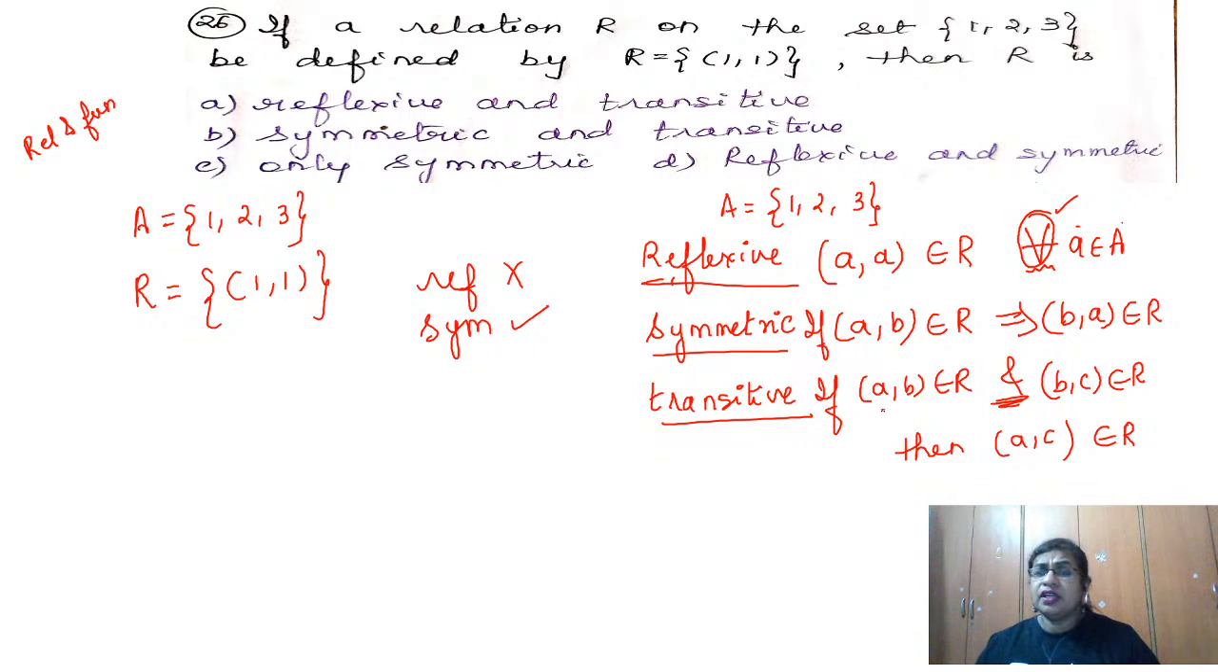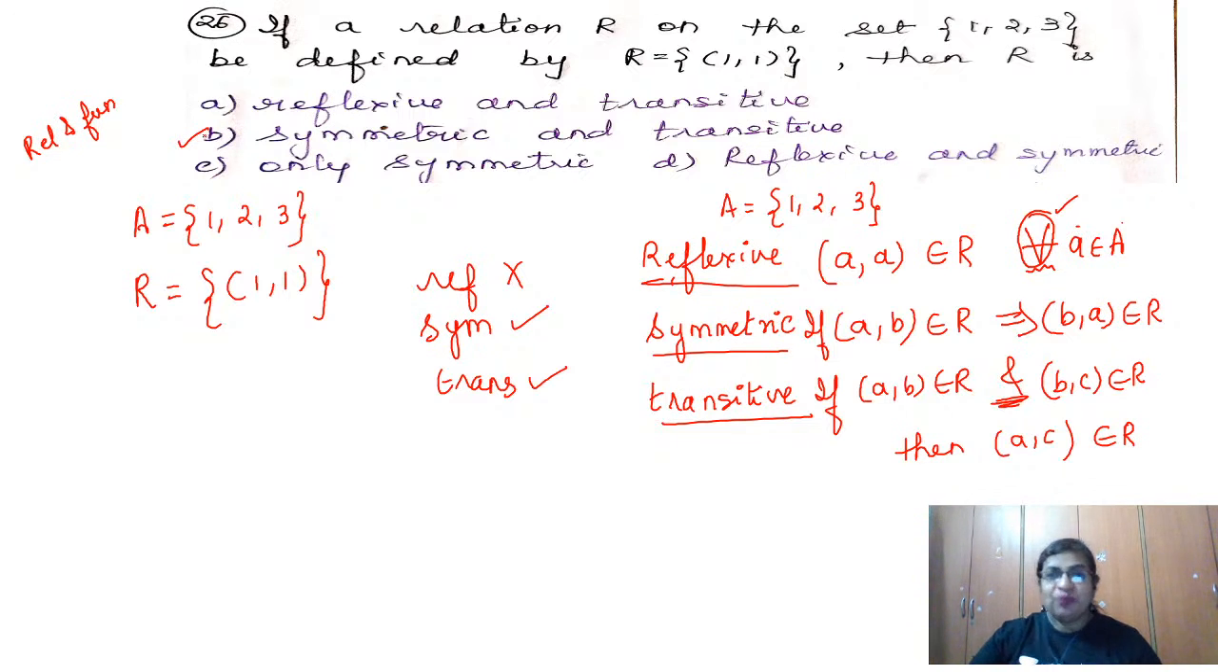Why? Because I don't have the ordered pairs A comma B and B comma C. I don't have it at all. If condition is not there, from where to check? So always remember, this is an important point you need to understand. When the condition is not there to check, by contradiction, you accept the transitive property. Therefore it is becoming transitive. Now which option satisfies? It is symmetric and transitive, so it is B option. Have you understood? For the transitive condition many students make mistakes over here. I hope you have understood the explanation which I have given to you.